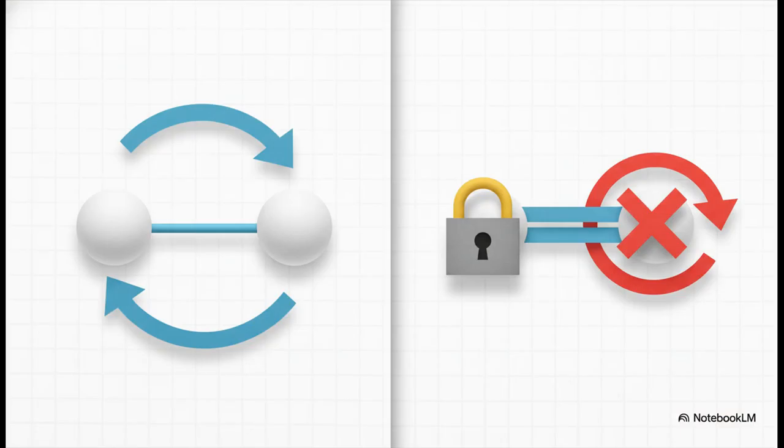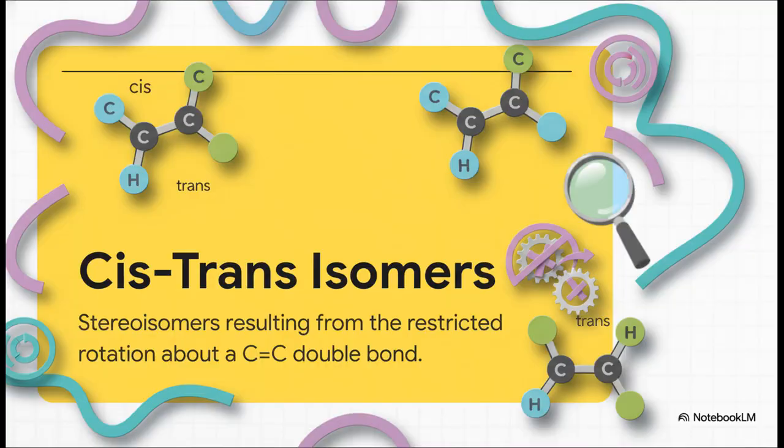So the first type of stereoisomer we're going to look at is called cis-trans isomerism. And honestly, this whole idea boils down to one simple but super important fact. A carbon-carbon double bond is rigid. It's locked. Unlike a single bond, which can spin freely, a double bond can't rotate. And that lack of rotation is precisely why cis-trans isomers can even exist.